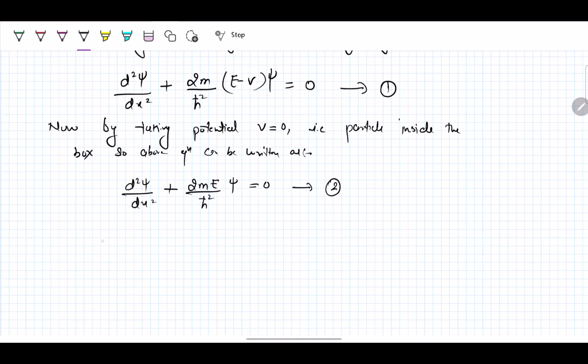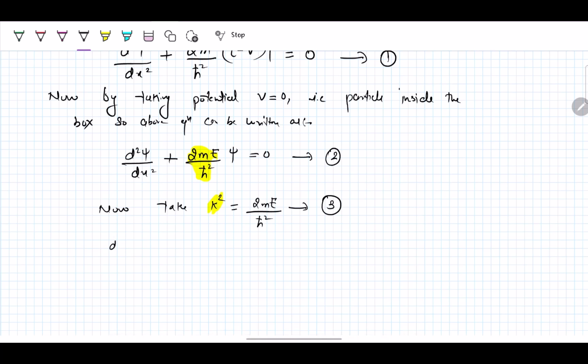Now take k square equals 2mE over h cut square. We are putting this 2mE over h cut square as k square. Let's say this is equation number 3. By using equation number 3 in equation number 2, what we get is d square psi over dx square plus k square psi equals 0. This is my equation number 4.